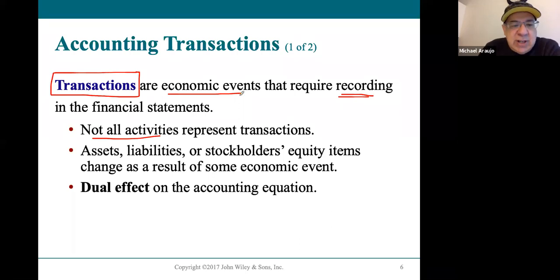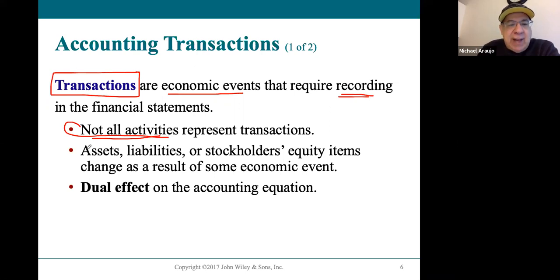Okay, so when it says not all the activities are transactions, that's what you have to think about. Did this activity financially affect the company as it was happening? If it affected the company as it was happening, it's a transaction. Okay. If there was no financial change as it's happening, not a transaction.